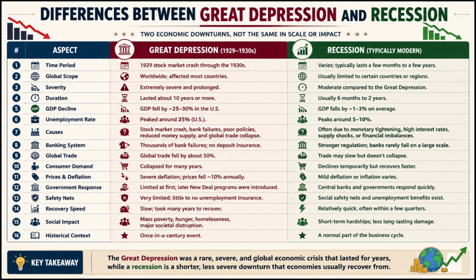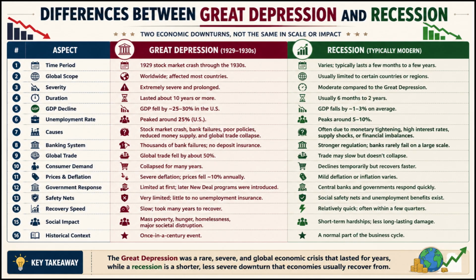Number 13. Social safety nets were very limited during the Great Depression, whereas modern economies often provide unemployment benefits and welfare support. Number 14. Recovery from the Great Depression took many years, whereas economies generally recover from recessions within a shorter period. Number 15. The Great Depression caused widespread poverty, hunger, homelessness, and social disruption, whereas recessions usually create temporary hardships with less lasting damage.